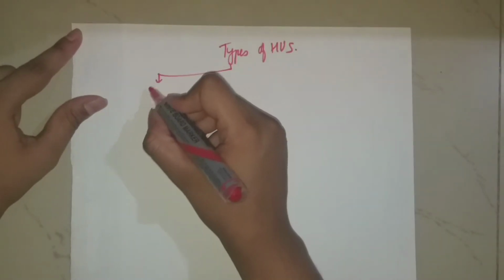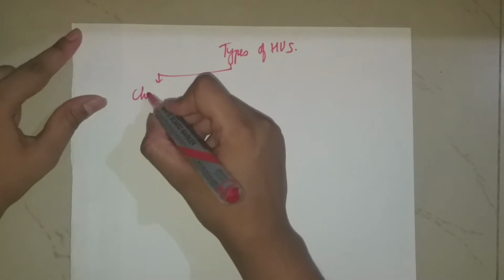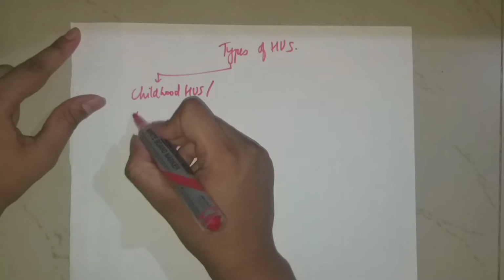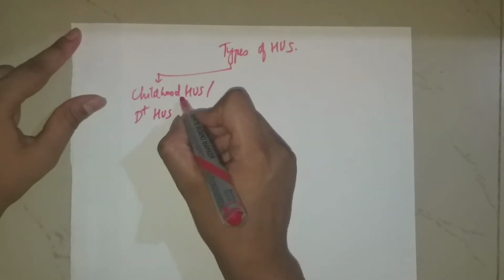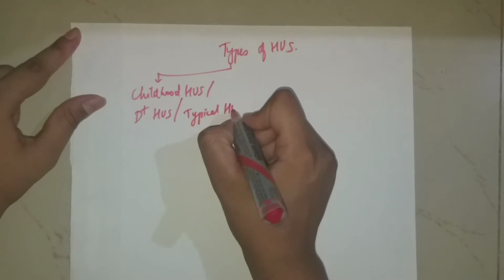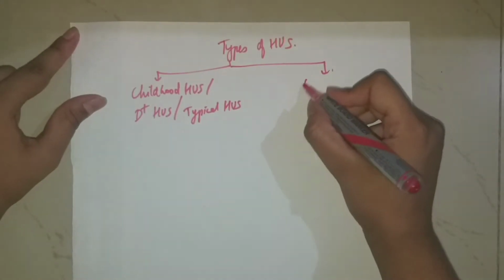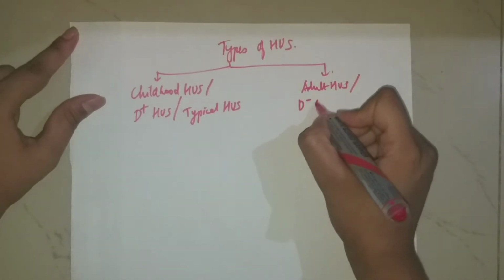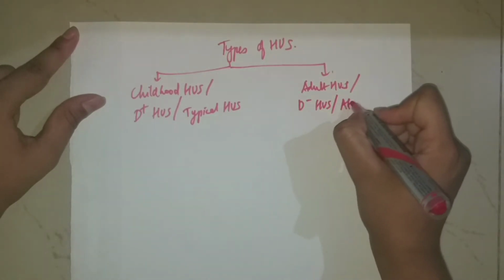There are two types. One is childhood HUS, which is also called D plus HUS or typical HUS. And you can guess what this is: adult HUS or D minus HUS or atypical HUS.